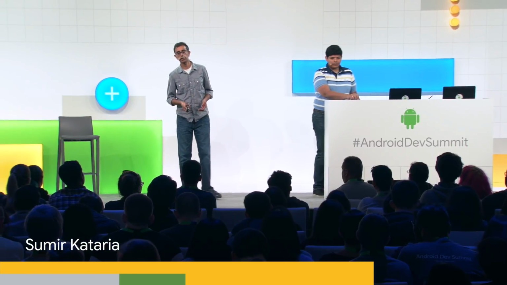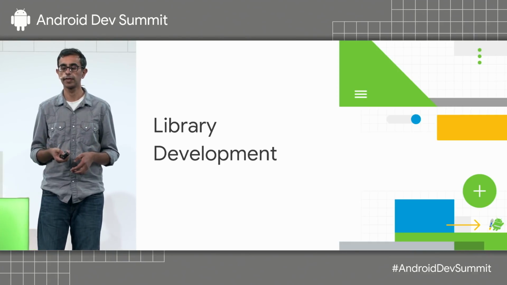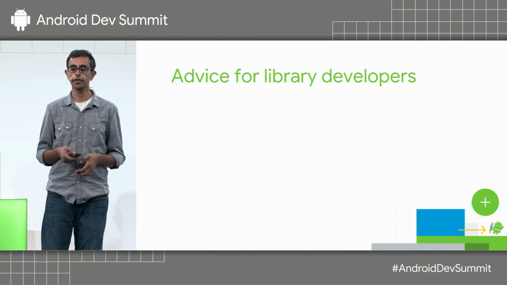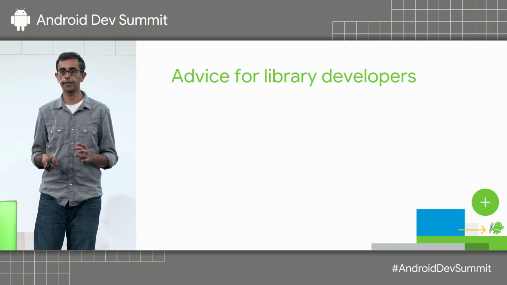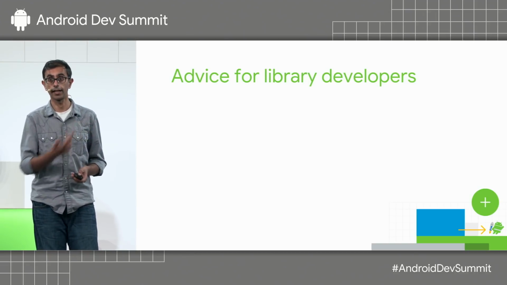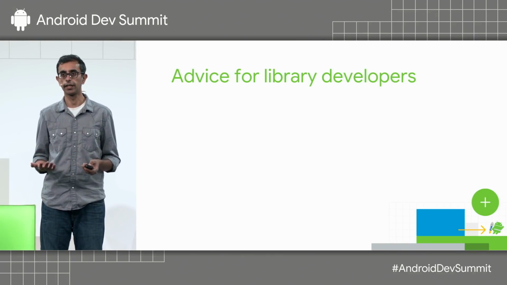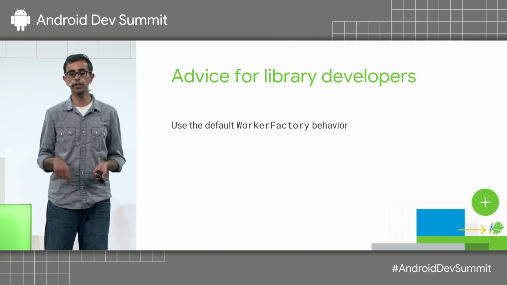Finally, the last thing we want to talk about before we wrap up is some tips for all the library developers out there. If you're using WorkManager in your library, you have some special use cases that we want to think about. So the general advice we give for library developers is, because WorkManager is a singleton and the application initializes it, as Rahul just showed you, you are not really in control of what's there. Rely on the defaults. So use the default worker factory.